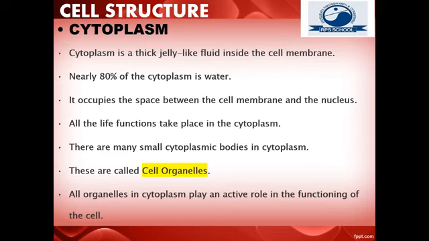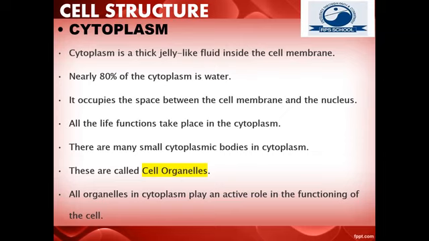Cytoplasm. Cytoplasm is a thick, clear, jelly-like substance present inside the cell membrane. Nearly 80% of the cytoplasm is water. It occupies the space between the cell membrane and the nucleus.